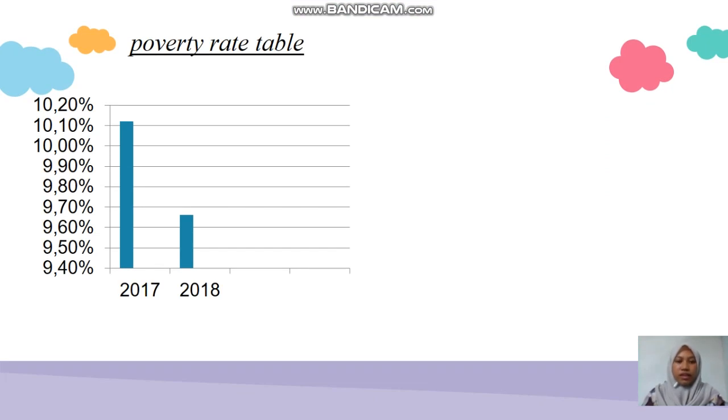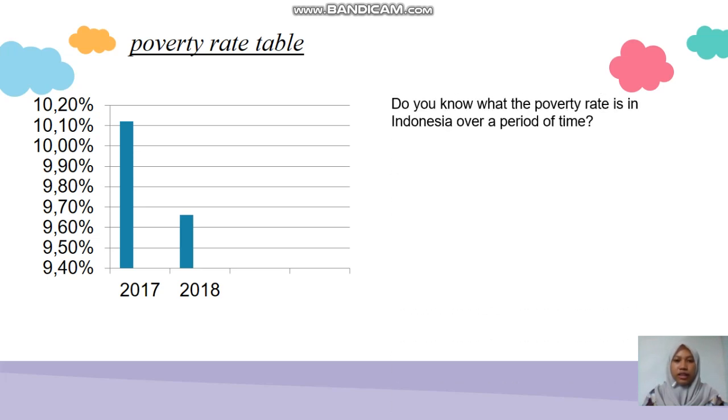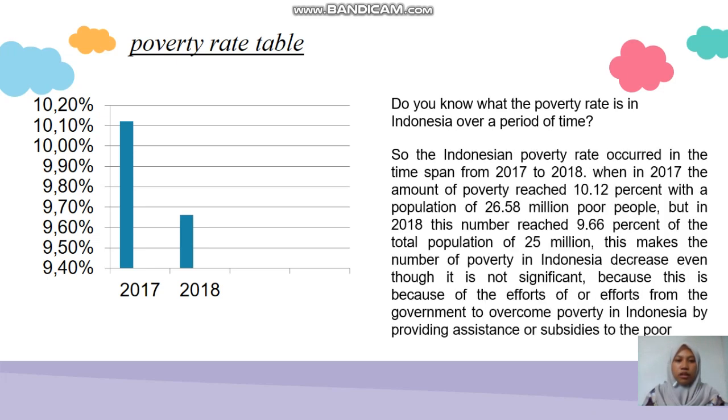Before I start my presentation, I will ask you a question. Do you know what the poverty rate in Indonesia is over a period of time? The Indonesian poverty rate occurred in the time span from 2017 to 2018, when in 2017 the poverty rate reached 10.12% with a population of 26.58 million people.